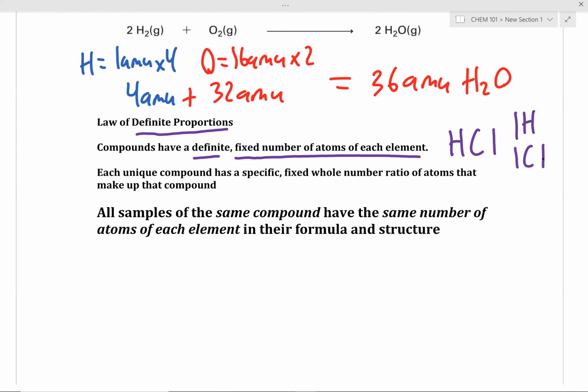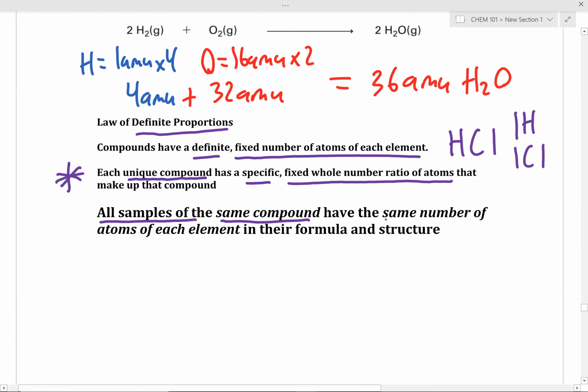Now, as an elaboration on this, each unique compound has a specific fixed whole number ratio of atoms. Okay? So if a compound's unique, it has a unique number of atoms of each element. And importantly, all samples of the same compound have the same number of atoms of each element in their formula and structure.